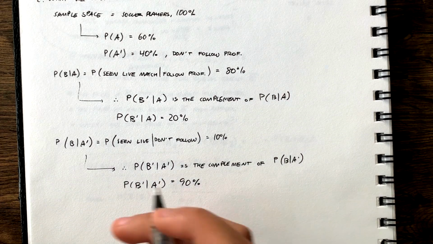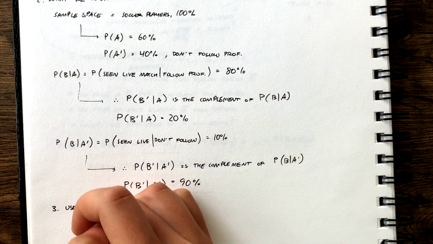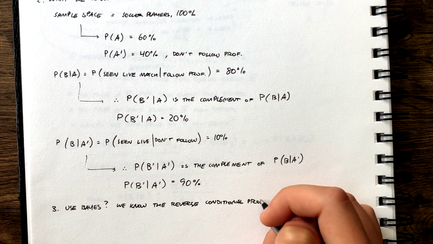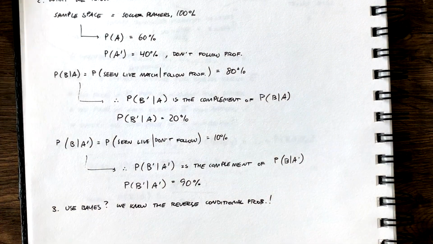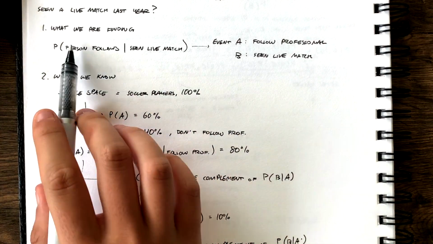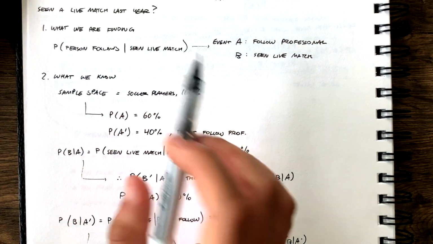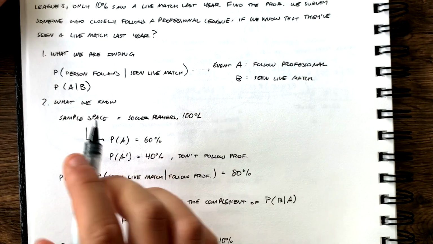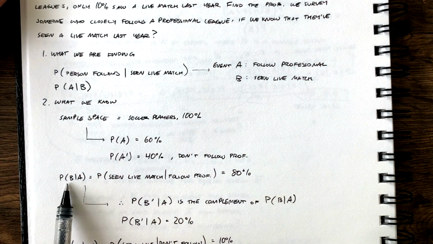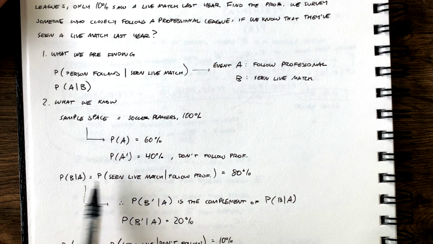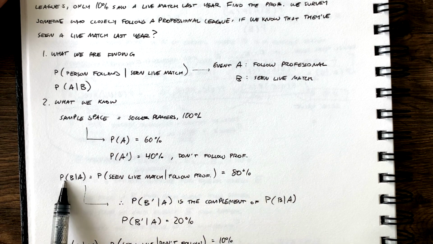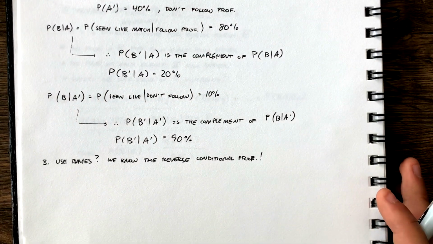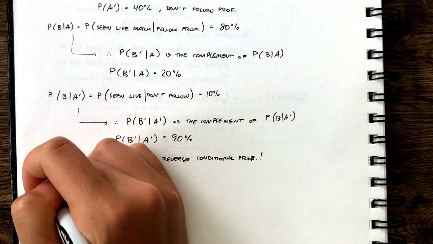Alright, so these are all the statements that we know. So thirdly, let's ask ourselves, can we use Bayes' theorem? Well, do we know the reverse conditional probability? Let's check. What are we trying to find? We're trying to find the probability that a person follows soccer given that they've seen a live match within the last year. So the probability of A given B. So the reverse conditional would be the probability of B given A. So let's look at our known statements, and we see that we do know the probability of B given A. So we do know the reverse conditional, so we can use Bayes.